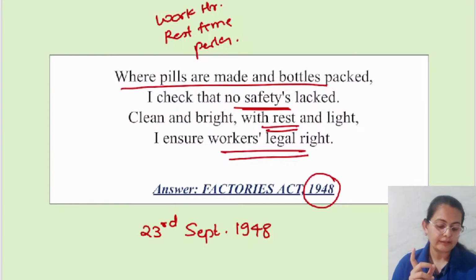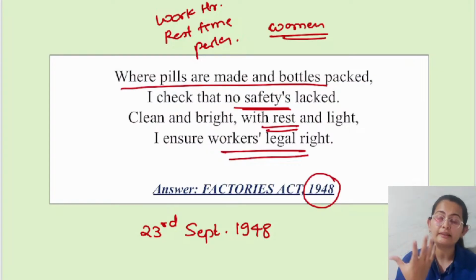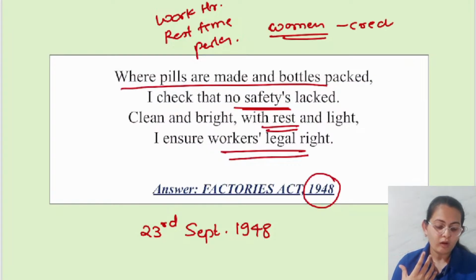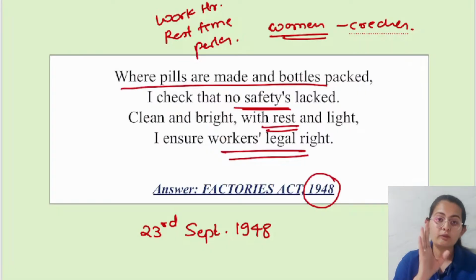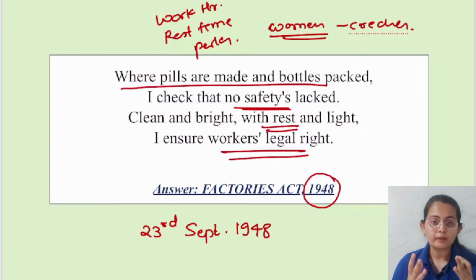There is a provision that if there are more than 30 women, then crèche facilities are to be given. All those things are ensured by the Factories Act, because the Factories Act looks from the perspective of a worker. If somebody is working in the factory, then we should also take care of them. So this Factories Act ensures this, and it also talks about the safety officer and the welfare officer. All those things are given in the Factories Act, which takes care of the workers from the workers' perspective, with all the provisions given here.